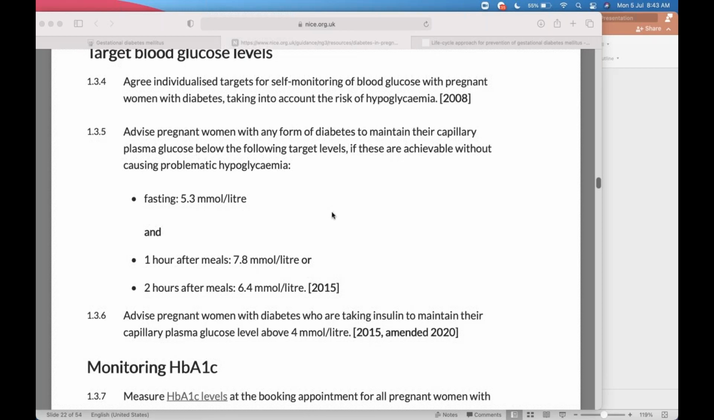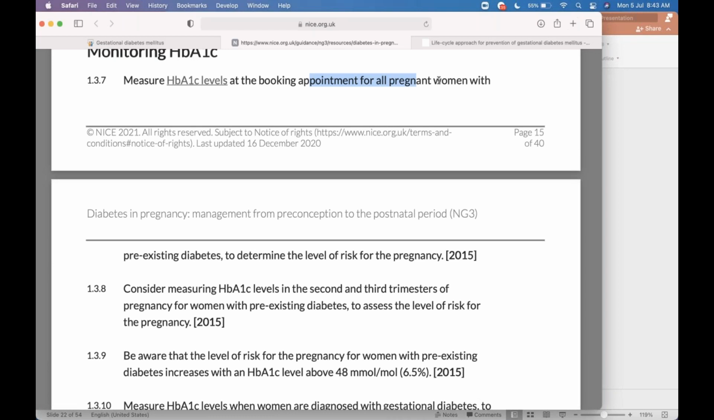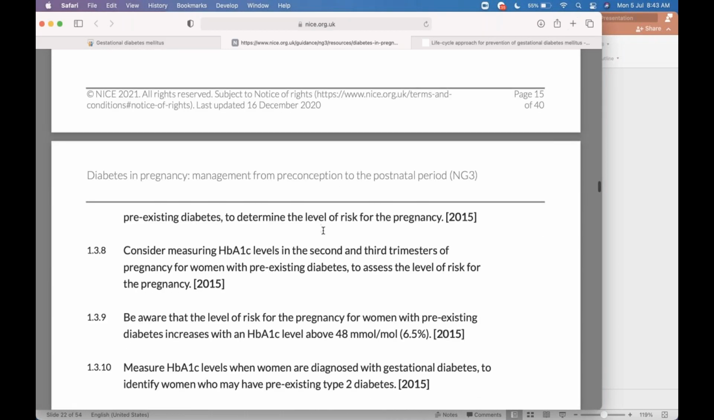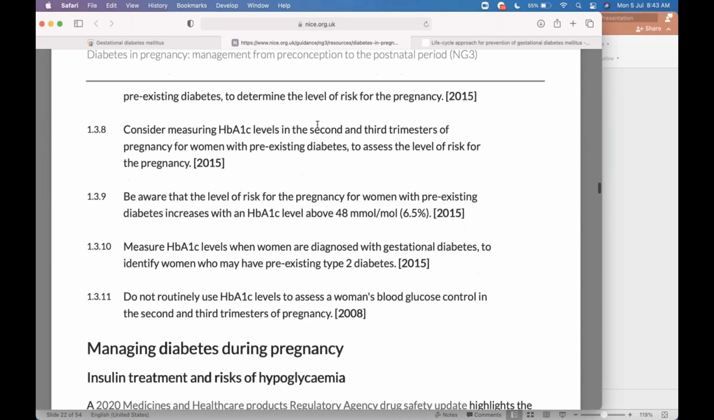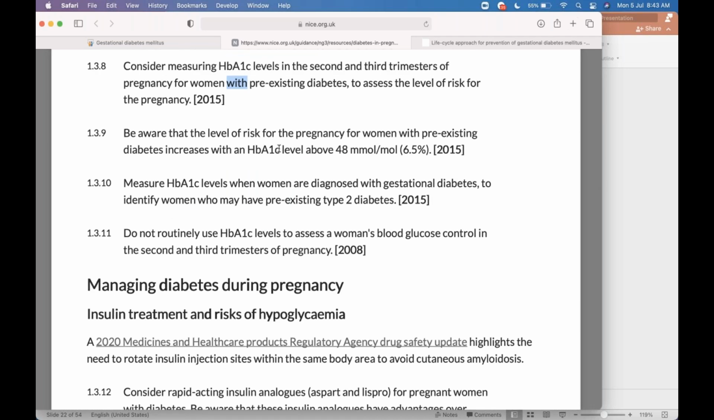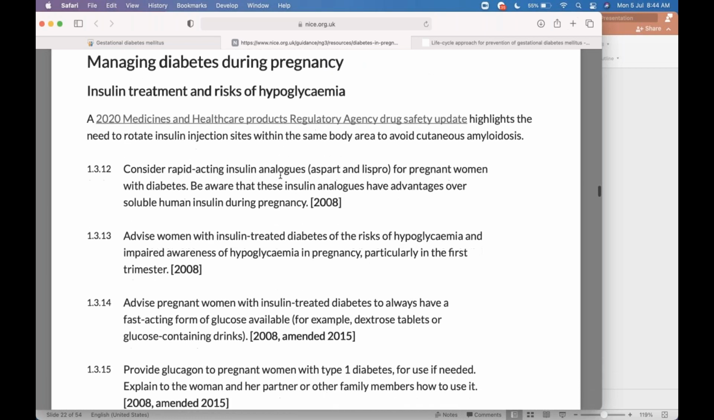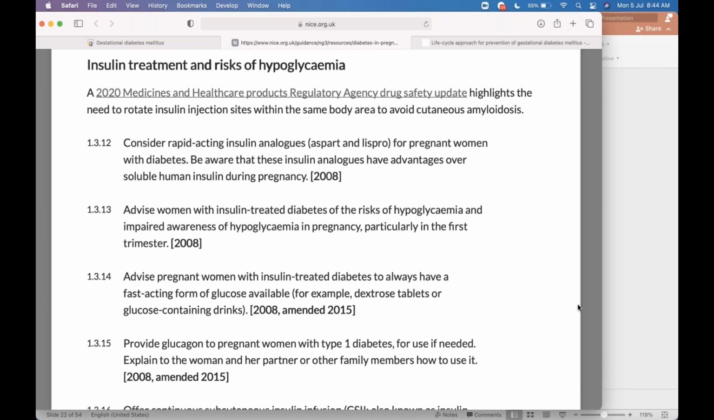And then we have told the target blood levels and how you will monitor. Monitoring of HbA1c has to be done at the booking appointment for all pregnant women with pre-existing diabetes. HbA1c has to be considered in the second and third trimester with pre-existing diabetes only. In GDM cases, you don't need to measure HbA1c levels. Okay, so we can leave all these things.